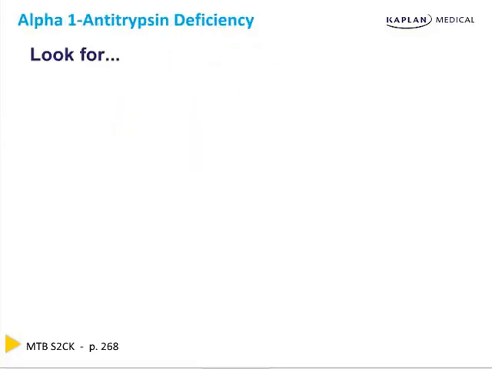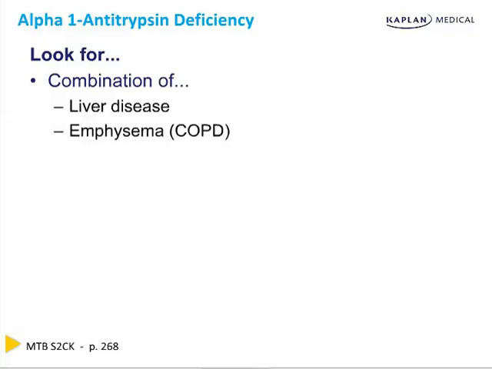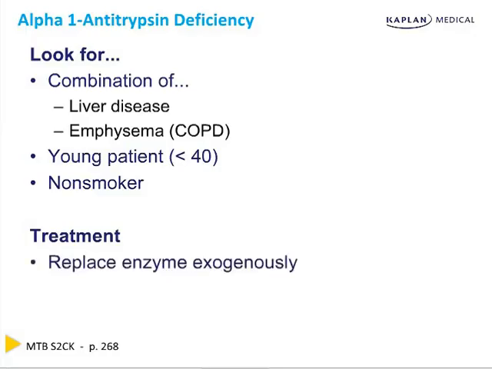Alpha-1 antitrypsin deficiency is a defect in the production of alpha-1 antitrypsin. Look for a combination of liver disease and emphysema in a patient who's young and a non-smoker. The treatment: replace the enzyme exogenously.